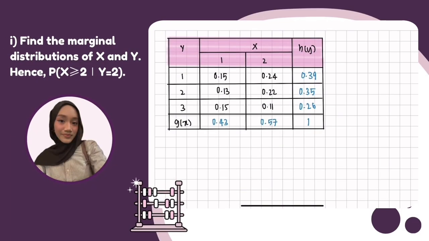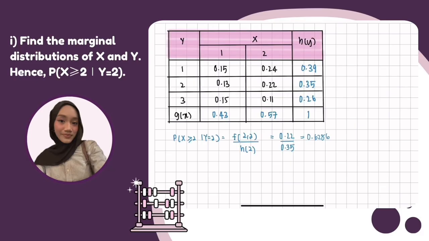So from the given joint probability table, we first obtain the marginal distributions by summing the rows and columns. So for example, when X equals 1, 0.15 plus 0.13 plus 0.15, so the marginal distribution of X equals 1 would be 0.43. And for Y, for example, when Y equals 1, 0.15 plus 0.24 equals 0.39, and you can repeat that for all X and Y's.